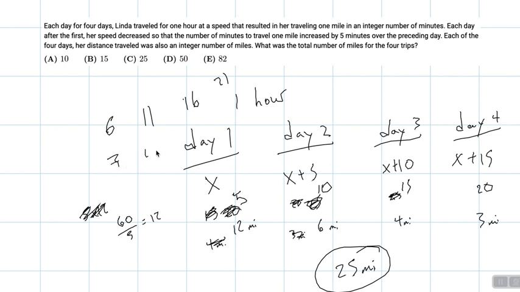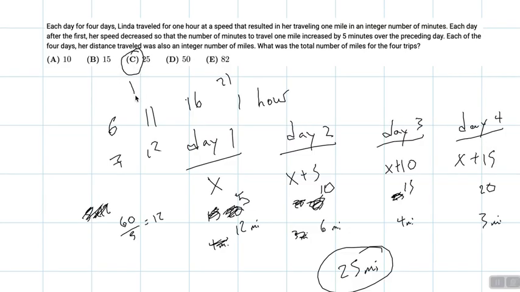That's not true if this were 7, 12, right? The key is for these numbers to go into 60, and we don't have that guarantee when this number is not a multiple of 5. So what was the total number of miles for the 4 trips? Yeah, I say 25. We'll go with choice C. Choice C is correct.